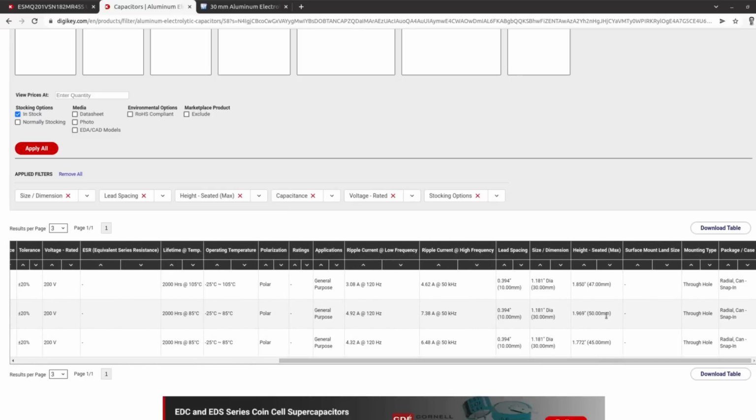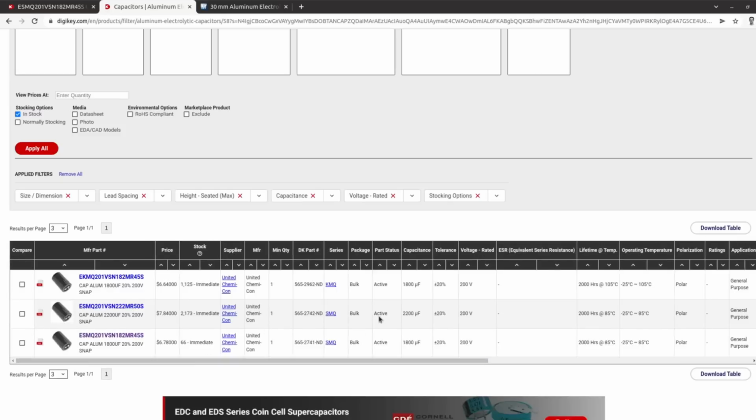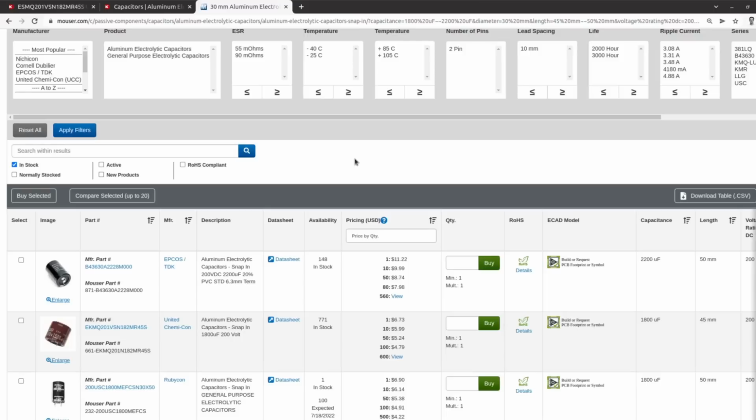This one is 50 millimeters high, with high ripple current. And this has lower ripple current. We don't want that. So this 2200 microfarads is a bit better, probably, but not significantly, and a bit more expensive. So perhaps better to stick with the original one. And I've done the same on Mouser.